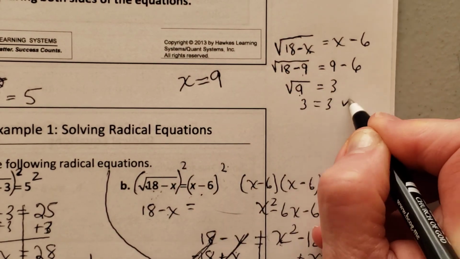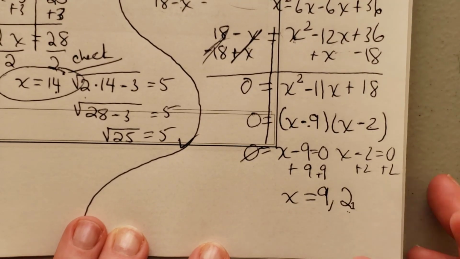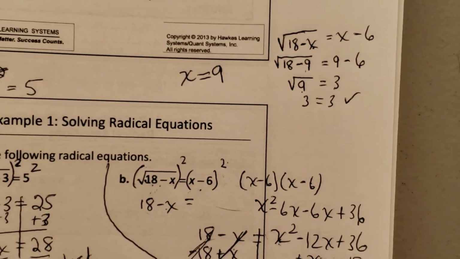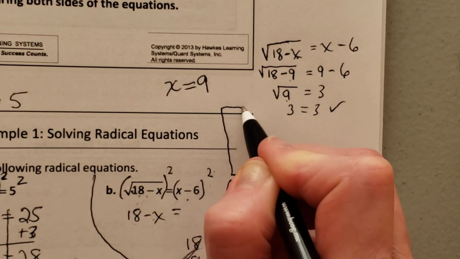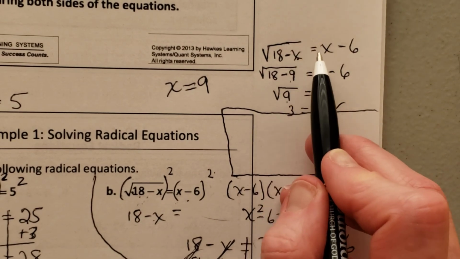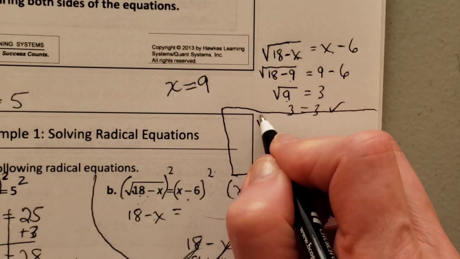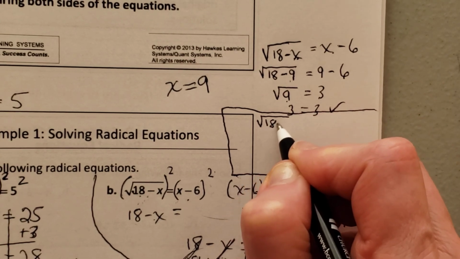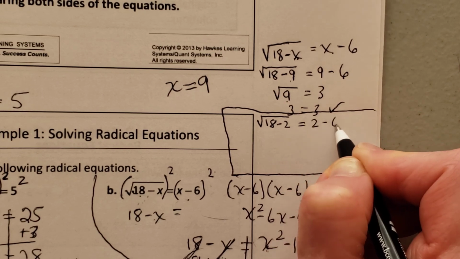that was correct. Okay, remember we had two answers, 9 and 2. So now we want to make sure that 2 works. So let me give myself a little room. So this time I'm going to plug in 2 for my x's. So instead of writing the original problem, I'm going to write 18 minus 2 is equal to 2 minus 6.